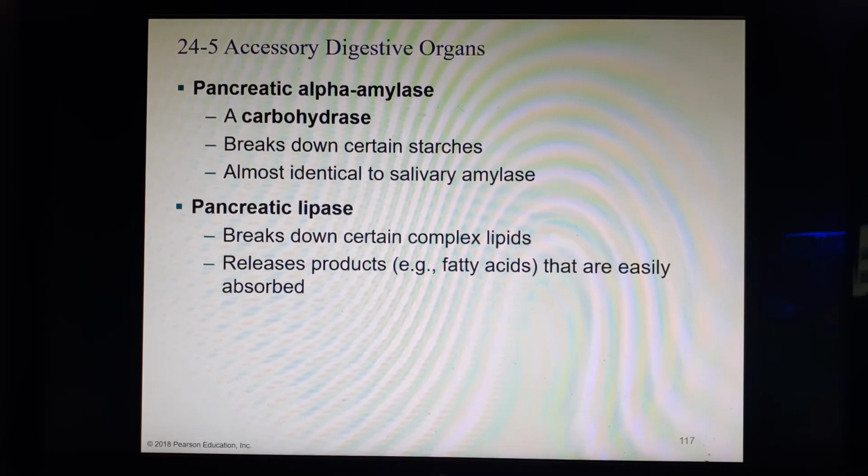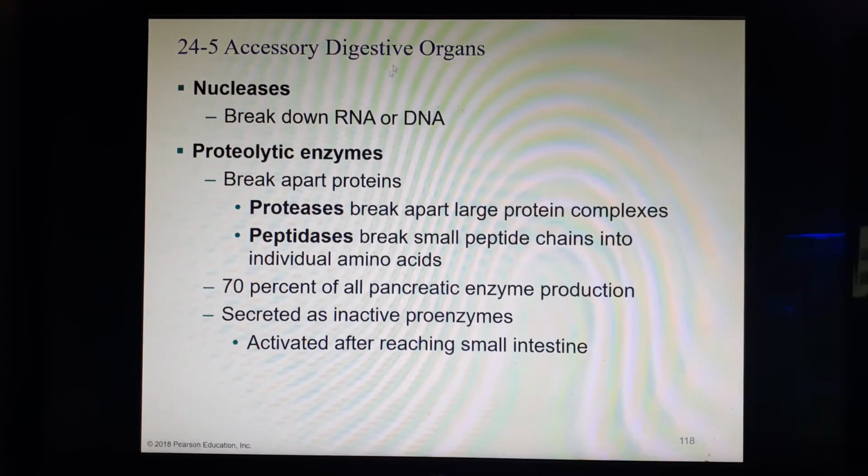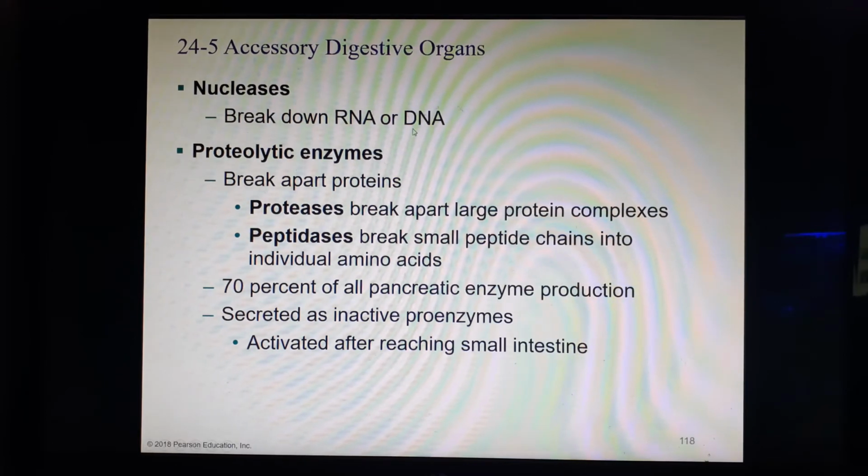Pancreatic alpha amylase is a carbohydrase, an enzyme that breaks down carbs. It's almost exactly the same as salivary amylase. Pancreatic lipase is going to start breaking down lipids or fats. And it's going to release fatty acids, which remember are the building blocks of lipids. And they're going to be easily absorbed. Nucleases break down the RNA or DNA in the food. Proteolytic enzymes break apart proteins. So we have proteases for big proteins and peptidases for smaller amino acid chains.